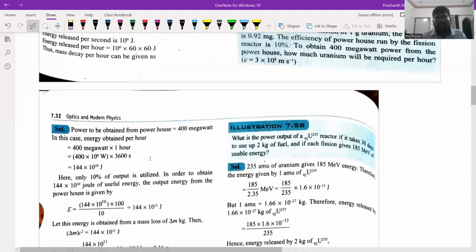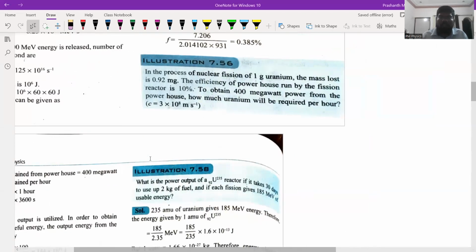Okay, it is a work, power, energy type of question here. It is given that nuclear fission is occurring for 1 gram only. We took 1 gram, and in that 1 gram the mass lost, delta M, is given as 0.92 milligrams. You have to be careful, it is milligrams, so 10 power minus 3 grams.